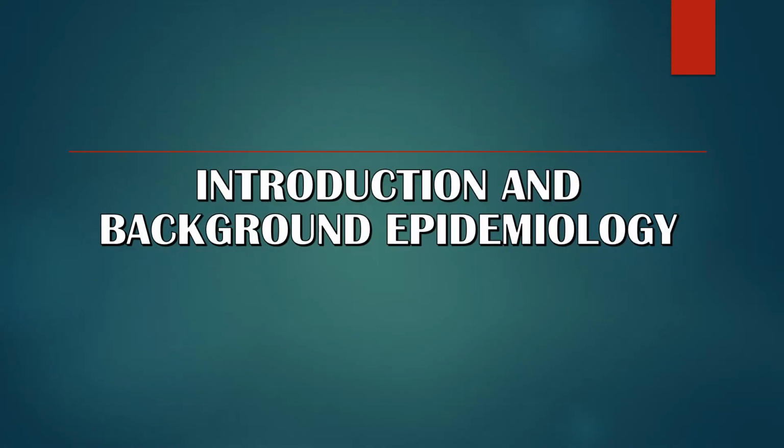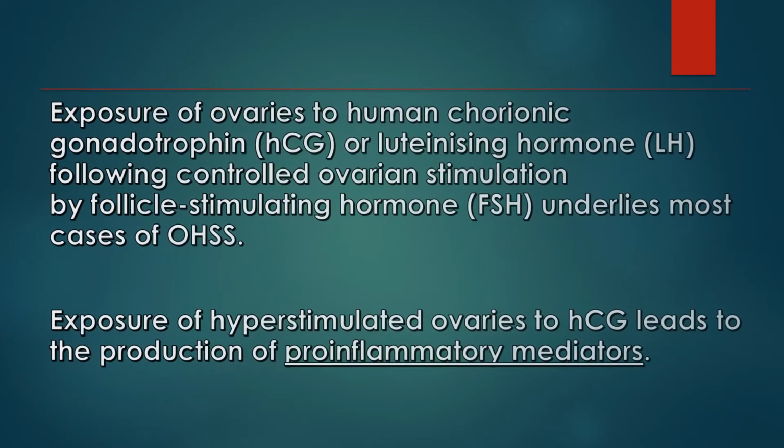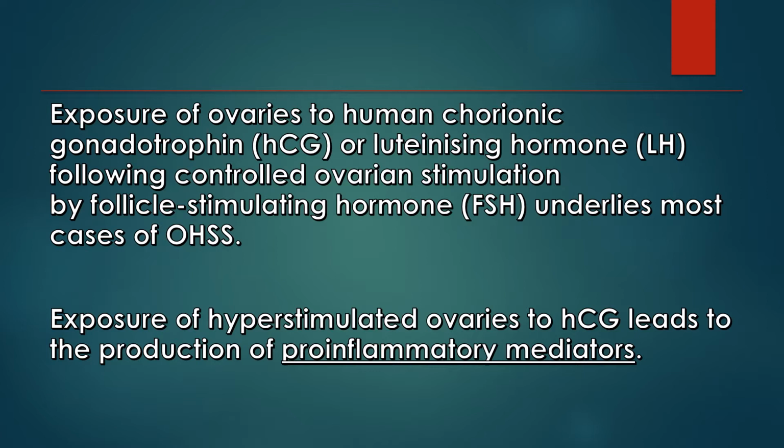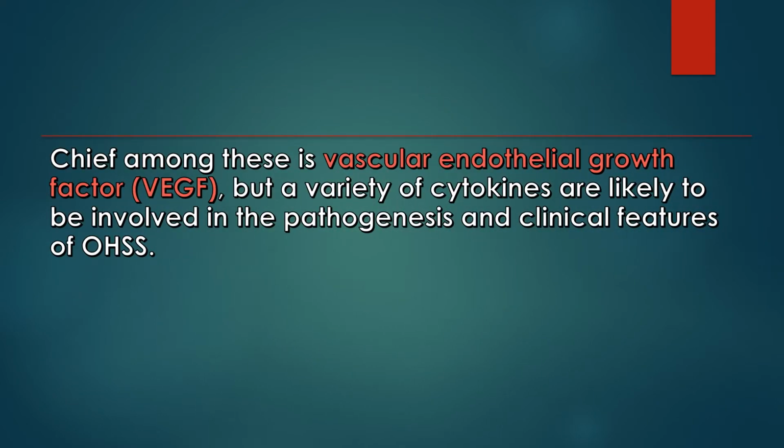Introduction and background epidemiology. Exposure of ovaries to human chorionic gonadotropin, or HCG, or luteinizing hormone, or LH, following controlled ovarian stimulation by follicle-stimulating hormone, or FSH, underlies most cases of ovarian hyperstimulation syndrome. Exposure of hyperstimulated ovaries to HCG leads to the production of pro-inflammatory mediators. Chief among these is vascular endothelial growth factor, or VEGF, but a variety of cytokines are likely to be involved in the pathogenesis and clinical features of ovarian hyperstimulation syndrome.